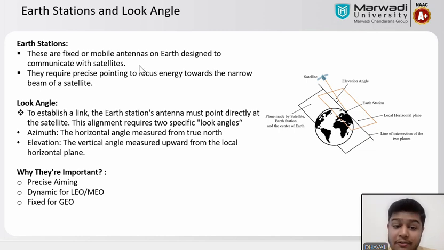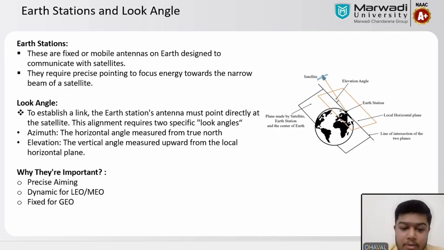Earth stations are fixed or mobile antennas on Earth designed to communicate with satellites. There are mainly three Earth stations, one in America, one in Spain, and one in Australia. These are the three main Earth stations where we communicate with deep space satellites. They require precise pointing to focus energy towards the narrow beam of the satellite.